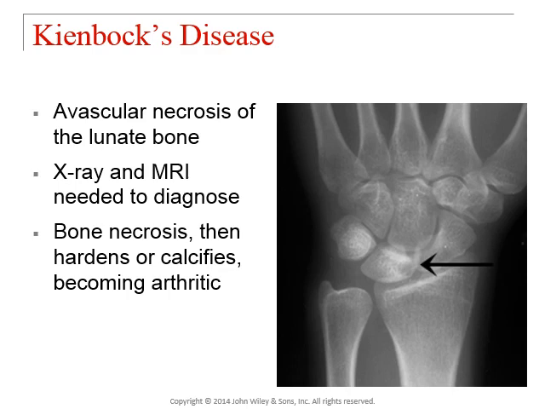Kienbock's disease is a little bit different. This is an X-ray of a wrist where, very simply, the calcium or the bone actually starts to wear away. This happens from what's called avascular necrosis of the lunate bone. This only happens to the lunate bone for Kienbock's disease. You need both an X-ray and an MRI to diagnose.